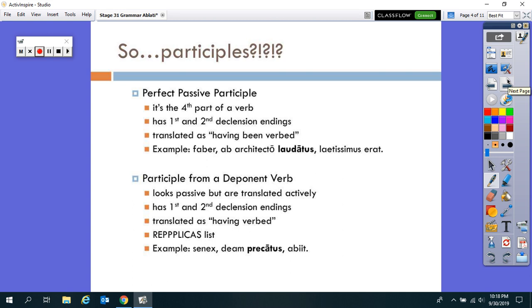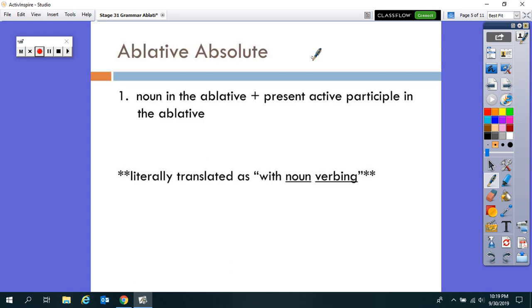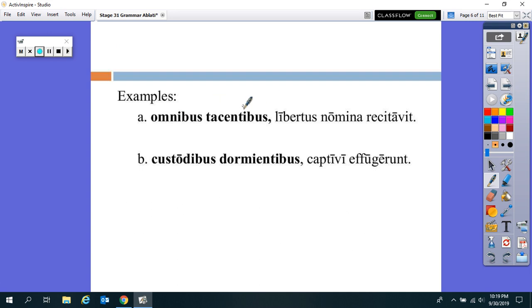So now that we've reviewed participles, let's take a look at the different kinds of ablative absolute combinations that we can have. So the first is we have a noun in the ablative plus a present active participle in the ablative. And the most literal translation of this kind of ablative absolute would be with the noun verbing. Let's take a look at some examples. Omnibus tacentibus libertus nomina recitavit. So check it out. You've got ablative words at the very beginning of a sentence, and one of them appears to be a participle. See the nt there, present. So with everyone being quiet, the freedman recited the names.